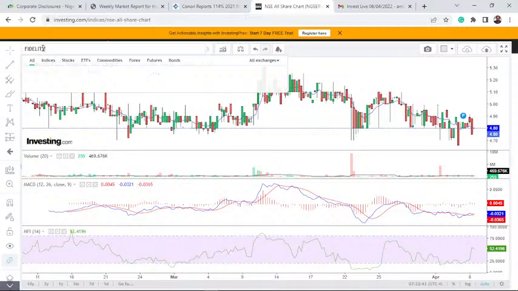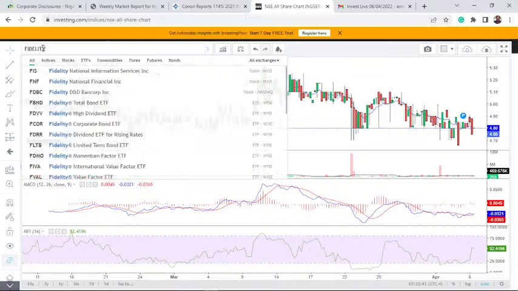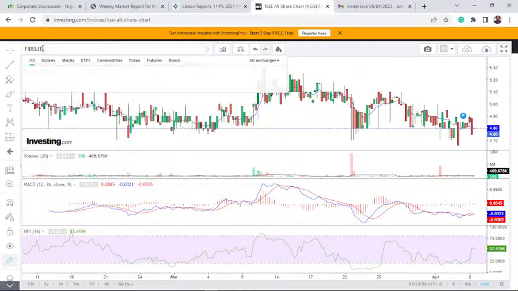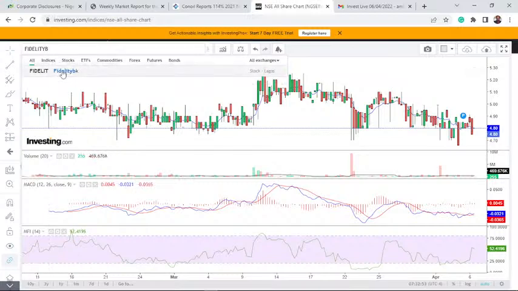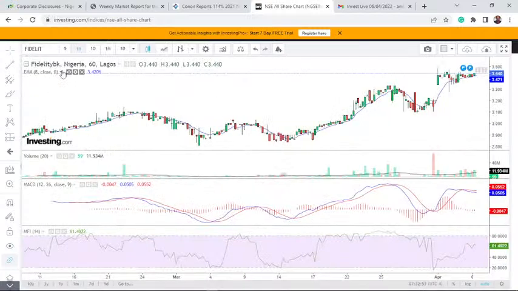What is happening in Fidelity Bank is very, very important to know. Let's see what is happening there before we now draw the curtain. Once you know what is happening in Fidelity Bank, you exactly know what to do here.